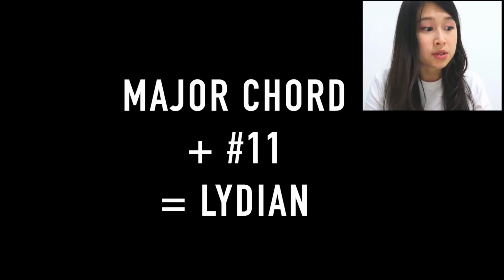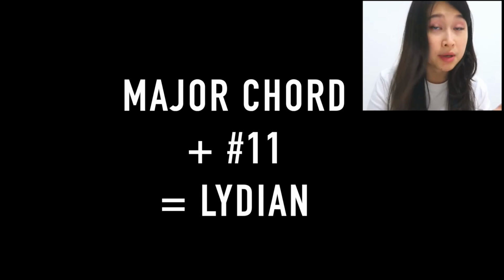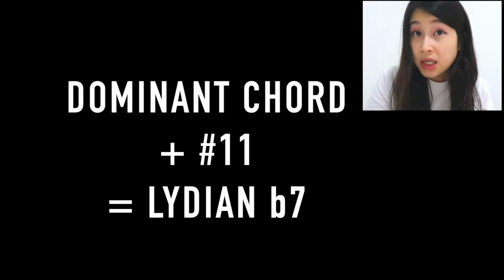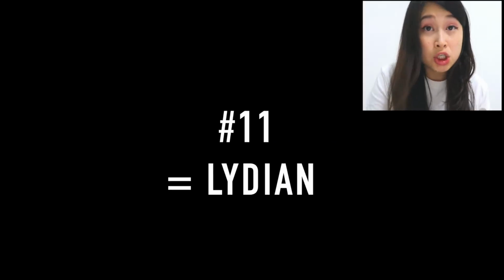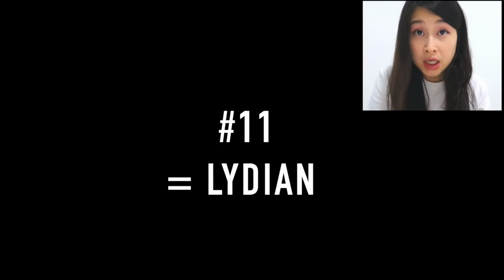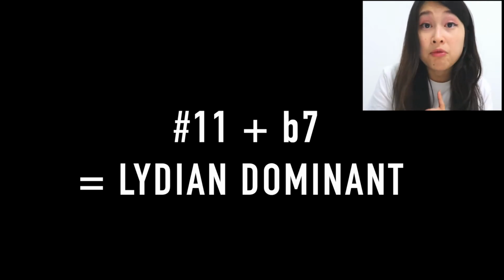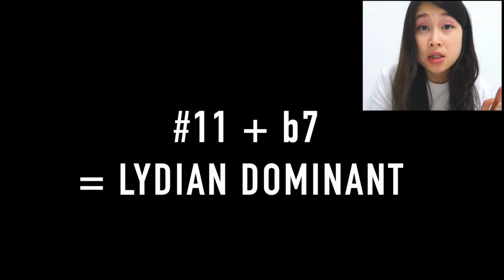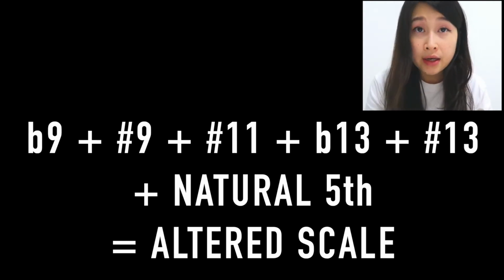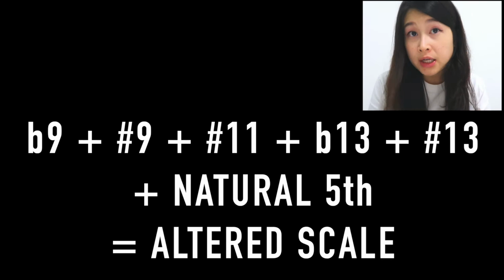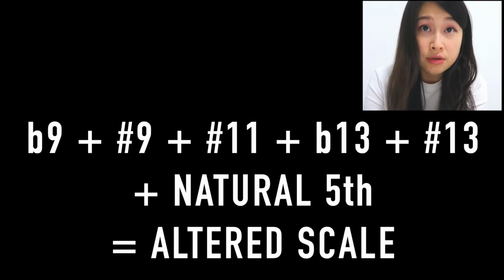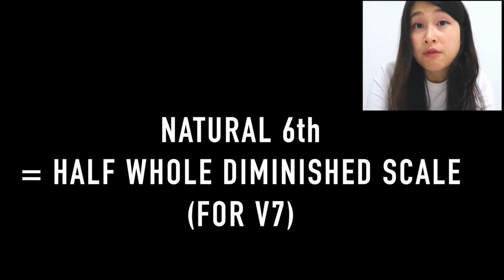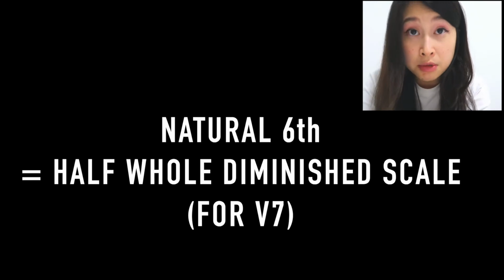Lydian scales: when you see a major 7 with a sharp 11. Lydian flat 7 is very obvious. It's a dominant 7 with a sharp 11. When you see a sharp 11, you can think of Lydian. When you see a sharp 11 with a flat 7, it will be Lydian dominant. If you see a flat 9, sharp 9, sharp 11, flat 13, or sharp 13 with a natural 5, then it will be the altered scale. When you see a natural 6 instead of a natural 5, you can use a half-whole diminished scale.